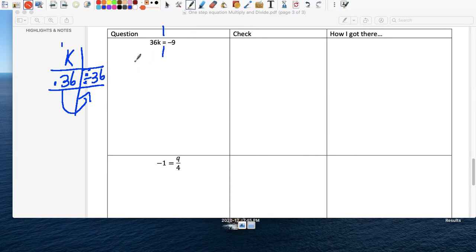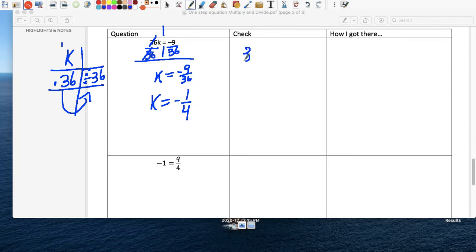Line in the middle, and divide by 36. Divide by 36. Remember what our goal is. Our goal is to have our variable isolated alone. There's no numbers around it, just the coefficient of 1, but alone by itself, right? So let's get rid of the 36, and in order to get rid of 36, I have to divide by 36. So 36 divided by 36 is 1, and 1 times k is just k. And -9 over 36, you're going to get a fraction here. Let me write this negative 9 over 36, and I simplify to negative 1/4.